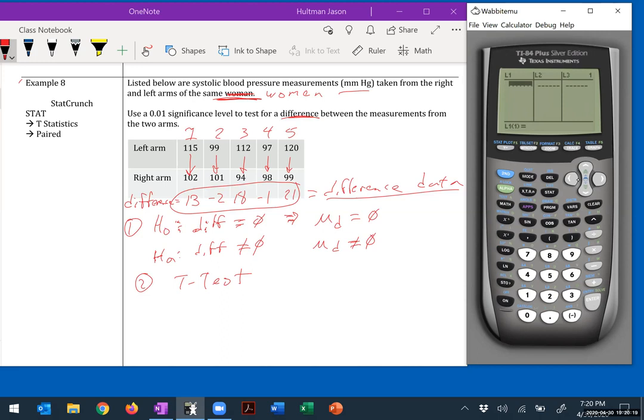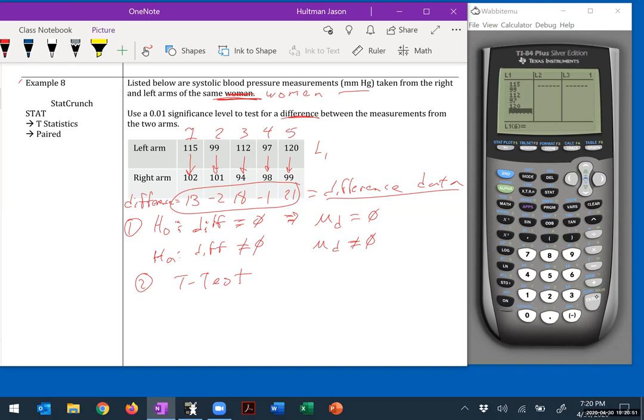Now, what's list 1? Let's let the left arms of these ladies be list 1. That's the left arm: 115, 99. I mean, we have data here. We have to use the data given. 112, 97, and 120. So list 1 is going to be my left arm. I'm going to make a notation of that. That's L1.